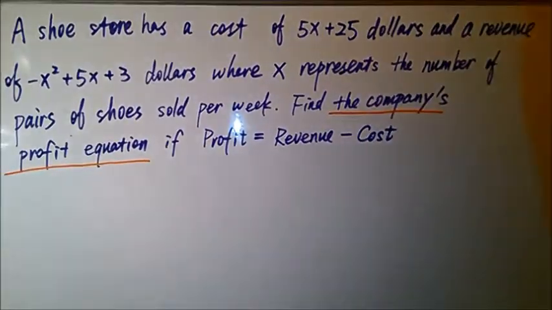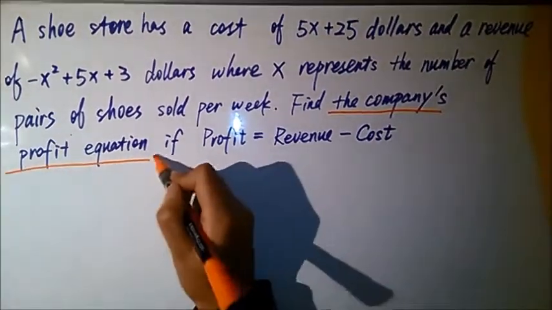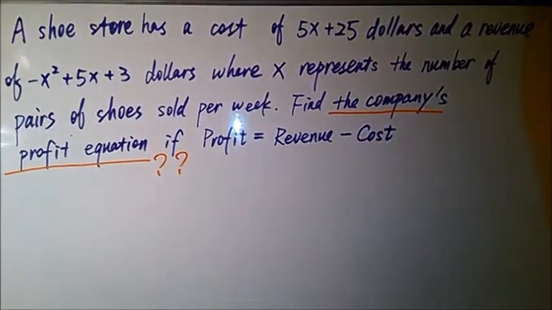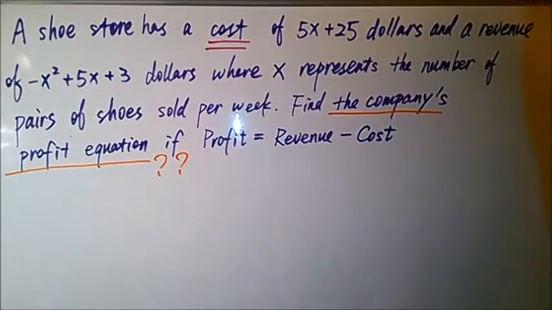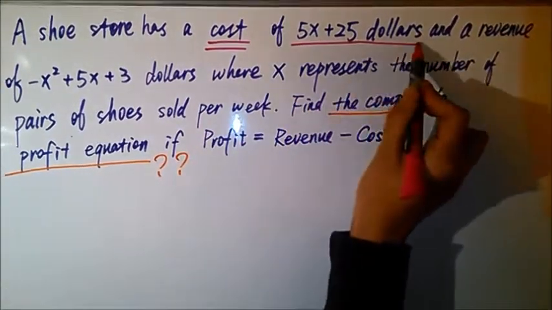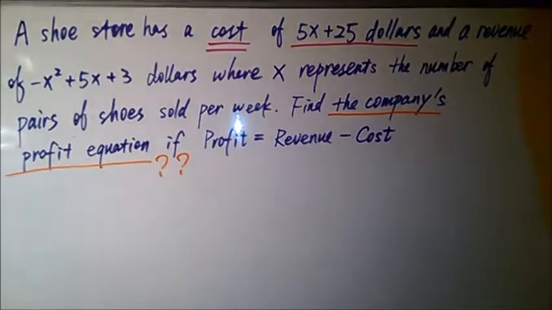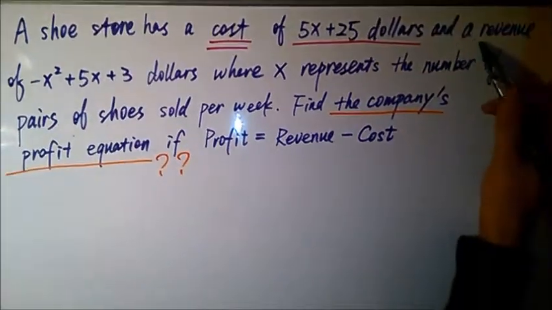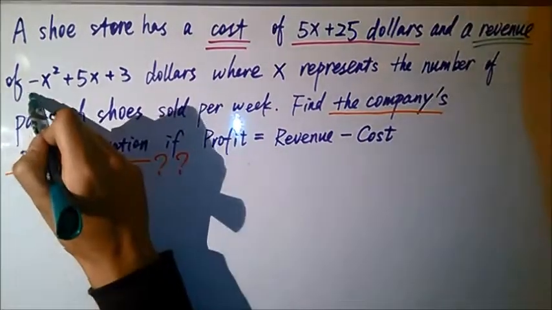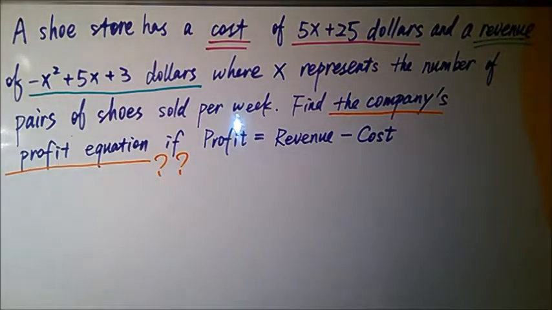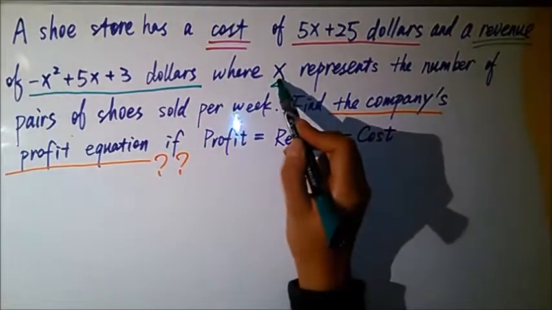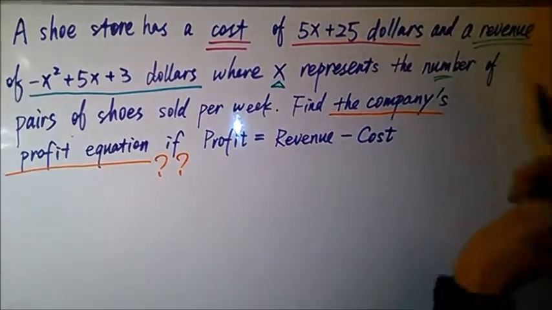Okay, and what are we given? Let's read it again. A shoe store has a cost of 5x plus $25, so we're given cost. We're also given revenue: they have a revenue of negative x squared plus 5x plus $3. And we're also given x, which they tell us represents the number of pairs of shoes sold per week.